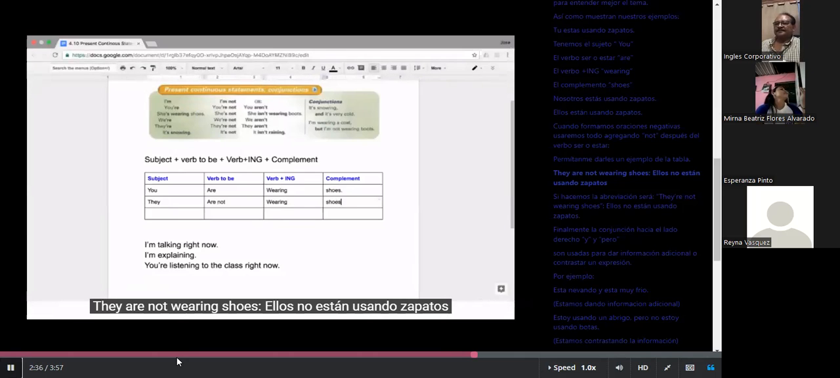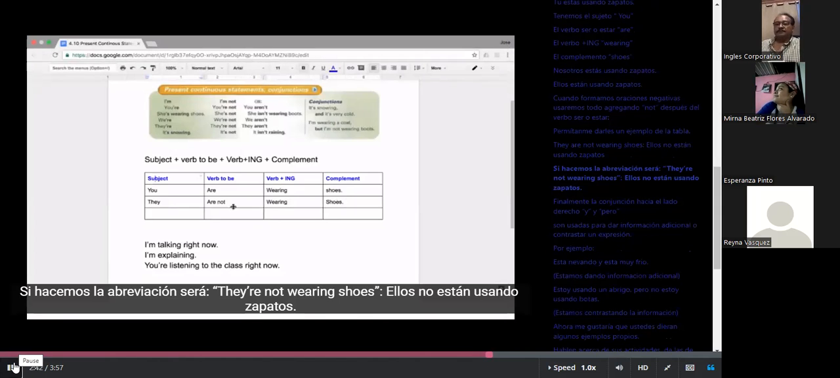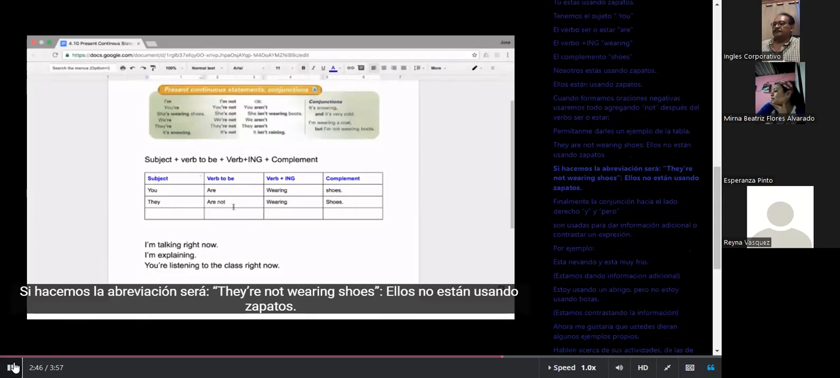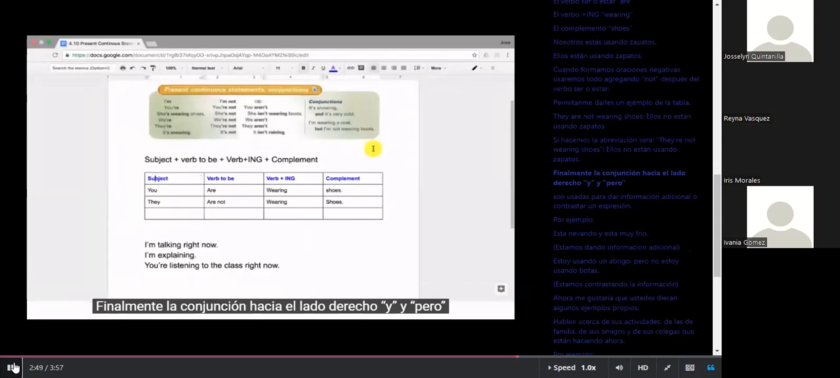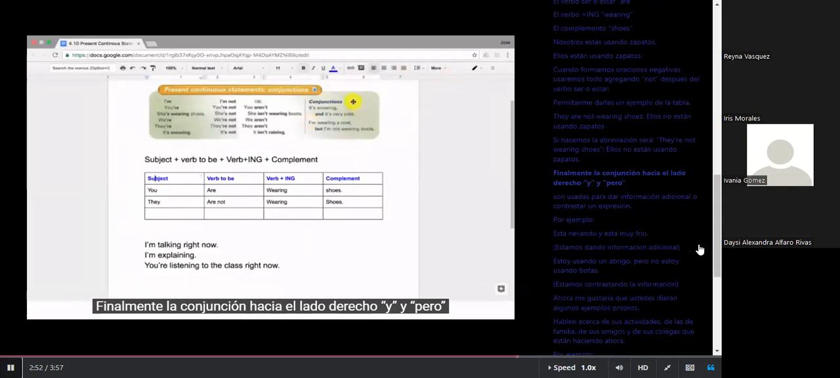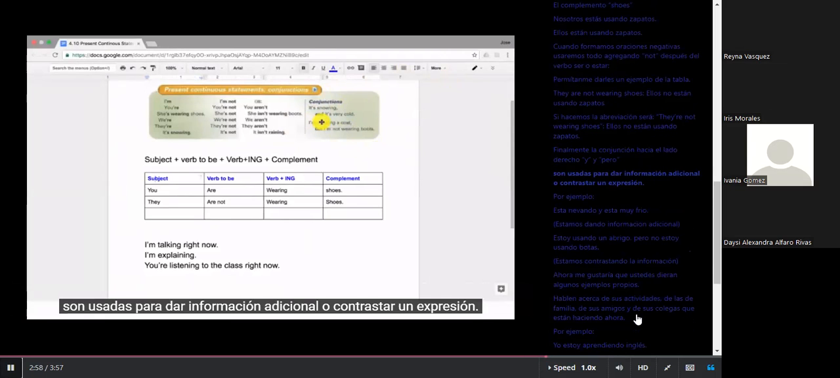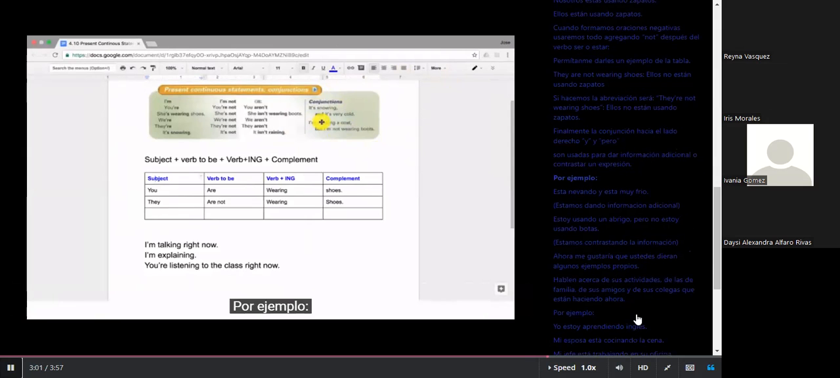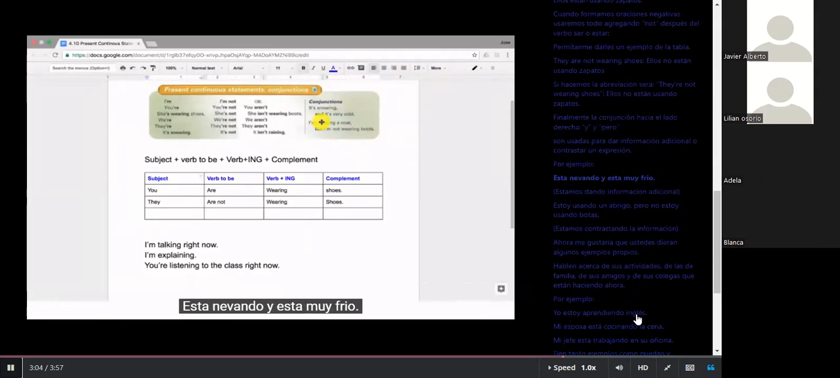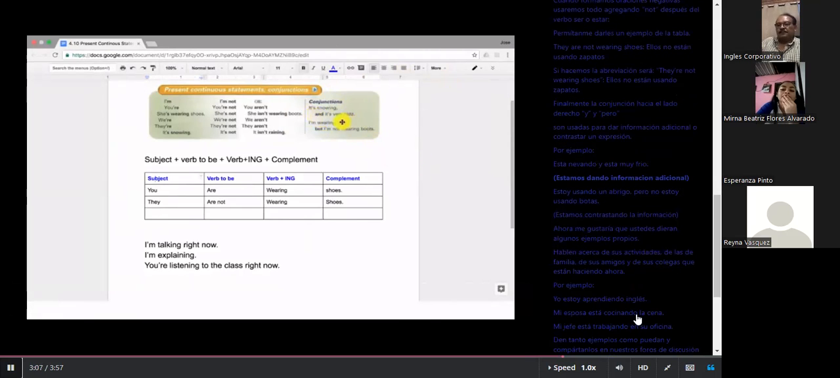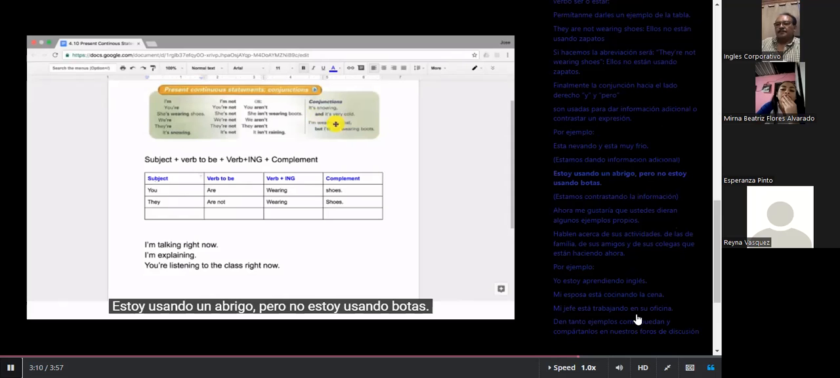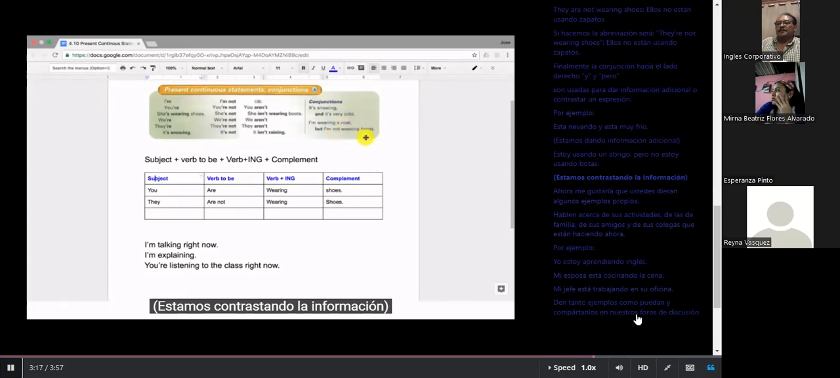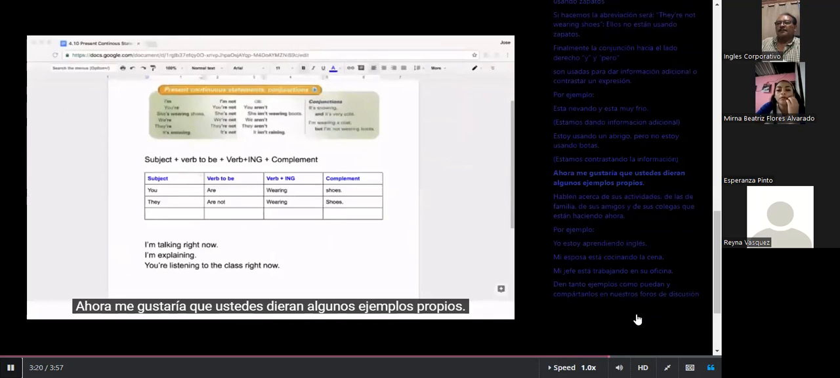Wearing shoes. They are not wearing shoes. If we made the contraction, that'll be they're not wearing shoes. Finally, the conjunctions towards the right-hand side, and, but, are used to give additional information or to contrast an expression. For example, it's snowing and it's very cold. That's giving additional information. I'm wearing a coat, but I'm not wearing boots. That's contrasting the information.